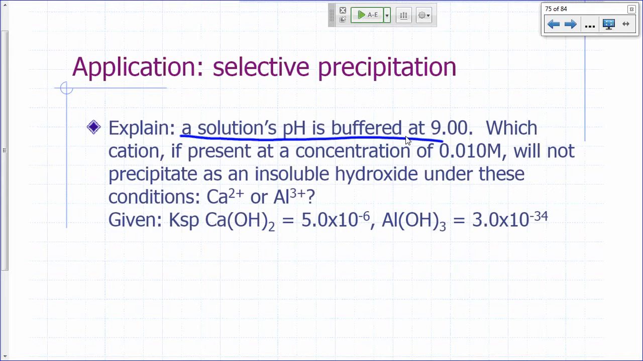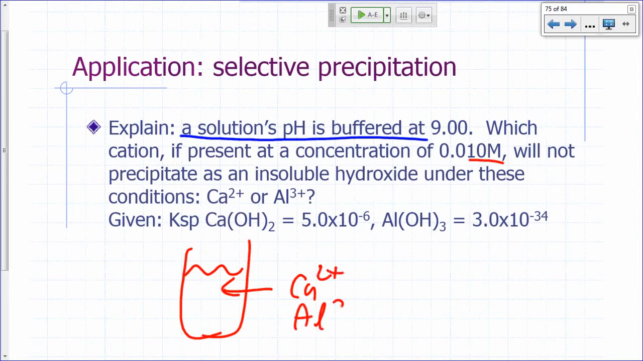Which cation, if present at a concentration of 0.01, will not precipitate? So let's say you have a mixture that has calcium ions and aluminum ions, and the concentration of either one is 0.01 molar. Okay? Let's say you want to separate the two. Can't you separate them by precipitating one but not the other? You can try precipitating one of these two but not the other. You can calculate if that would happen at a pH of 9. So how do we do that?